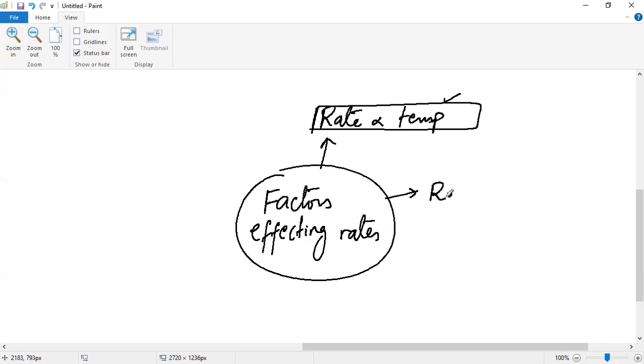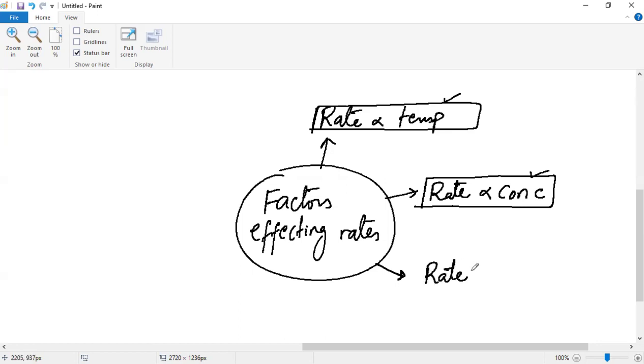Then the rate of reaction is also directly proportional to concentration. And again, when higher concentrations are taken, there are more molecules per unit area, more effective collisions, and then the reaction is faster. For pressure, again, it affects only gases.